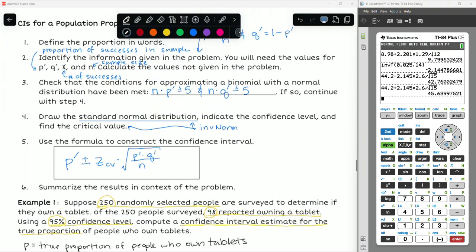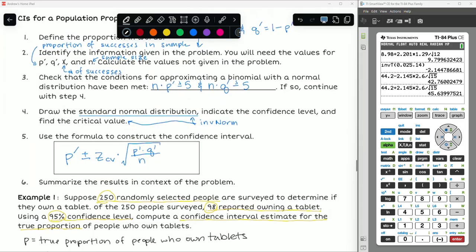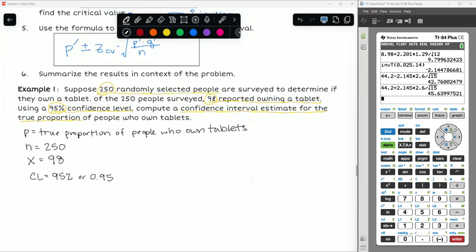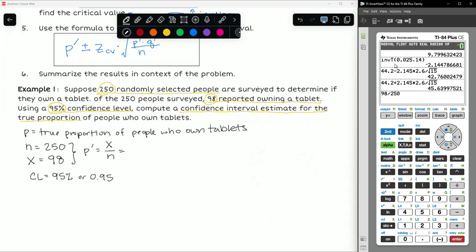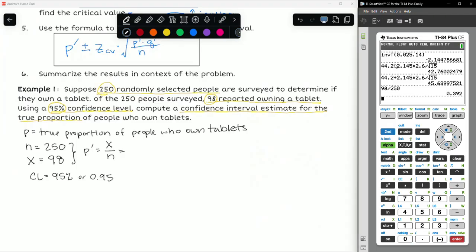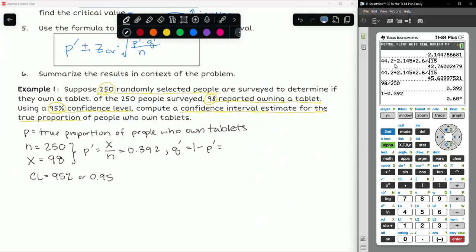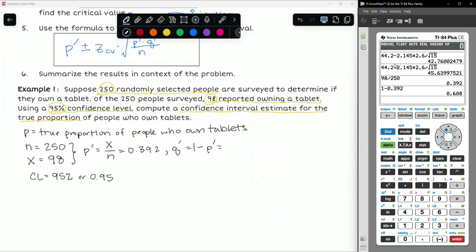My confidence level is 95%, or 0.95. Going back to step 2, I know I need to calculate p prime and q prime, and then I need to do a check. So we'll start with p prime and q prime. P prime is x over n. So 98 divided by 250, which is 0.392. And then I need q prime, which is 1 minus p prime, the probability of failure. And that gives us 0.608.